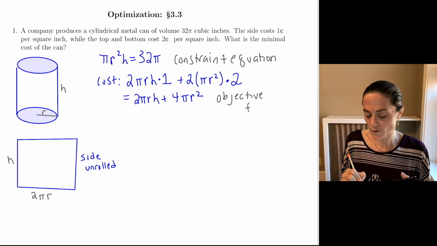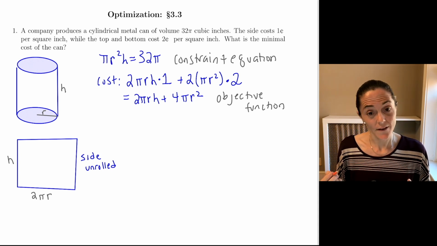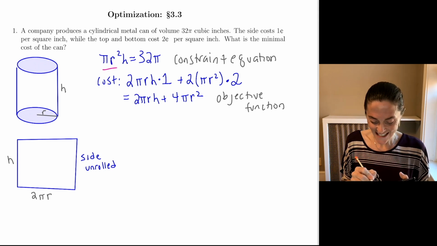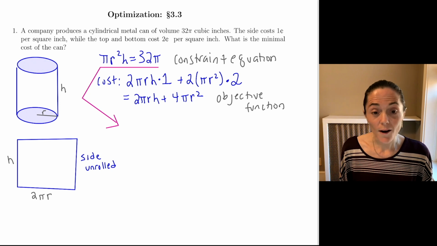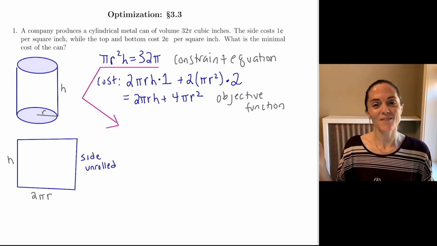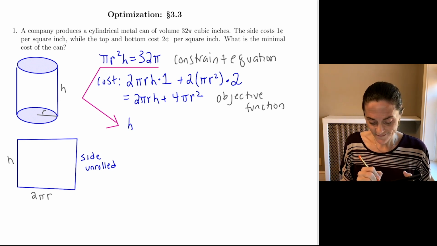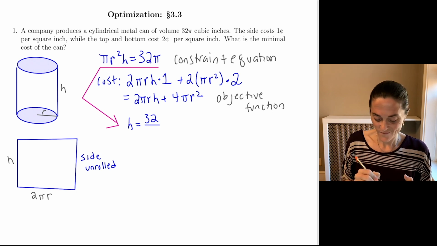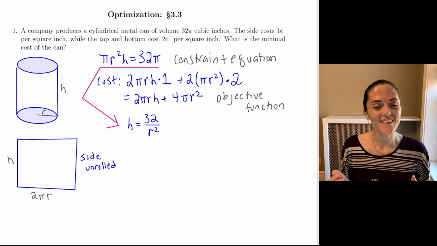Now, what we need to do is get this cost entirely in terms of one variable. So we work with our constraint equation. Probably it's easier to solve for h in terms of r because I don't have to take any square roots. You notice I can divide by pi on both sides of the equation, and then I get h is 32 divided by r squared. This is the relationship between h and r that comes from my constraint equation.